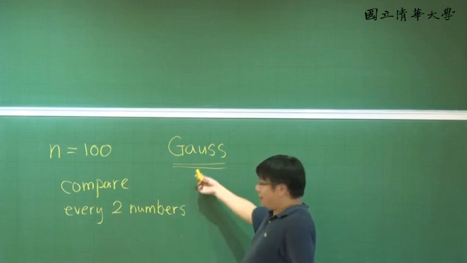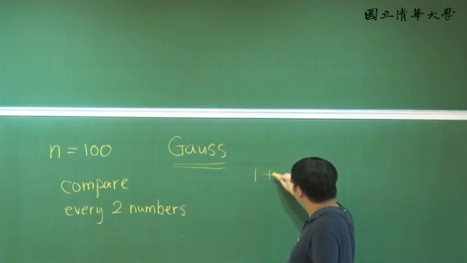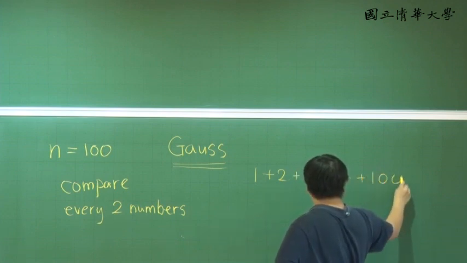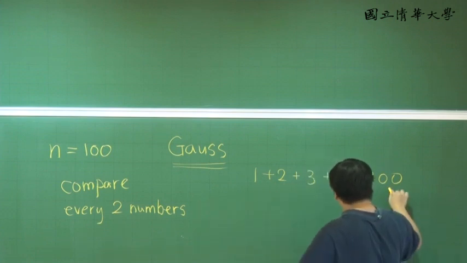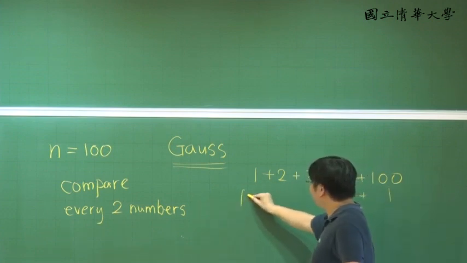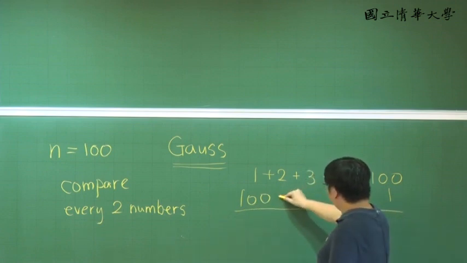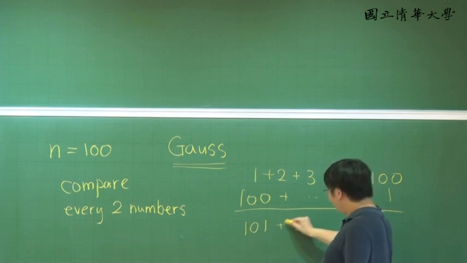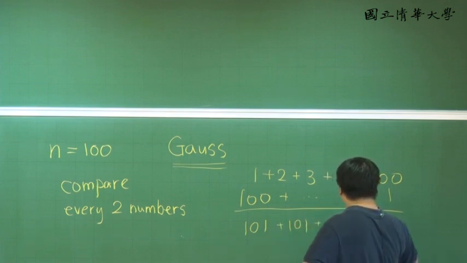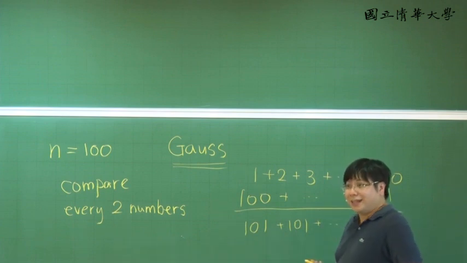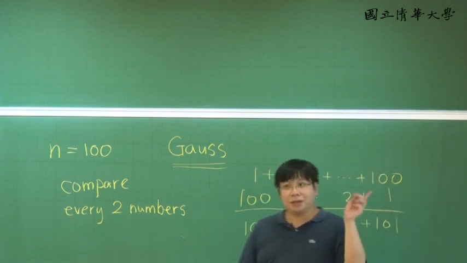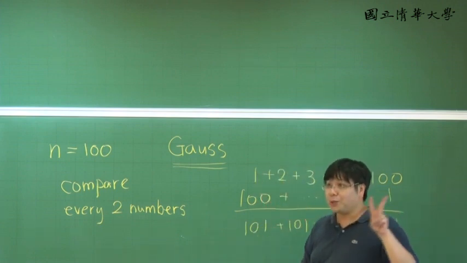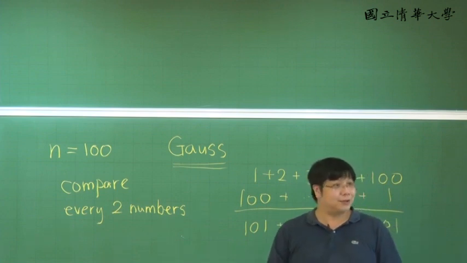Okay, so Gauss' method is, you want to add 1 up to 100, so this is what Gauss is doing, right? You don't do this one time, you do this twice. And then he observed that if you do this, 2 times of your quantity will be equal to 101 plus 101 plus dot dot dot up to 101 for 100 times. So the summation of all the numbers from 1 to 100 will be 10100 divided by 2. And it is going to be 5050, right?